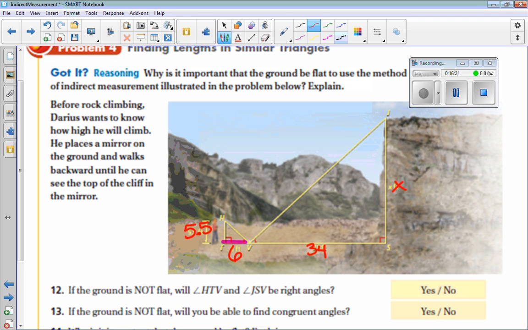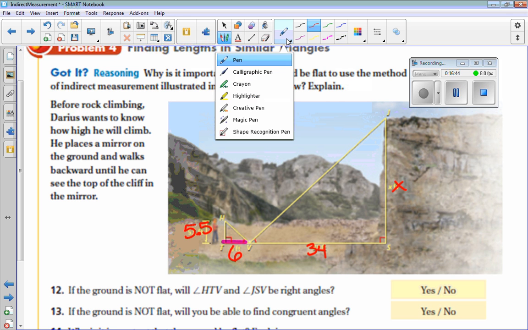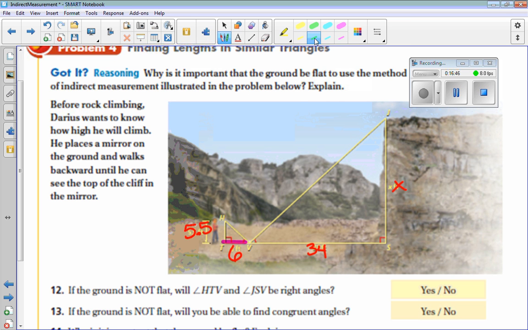So if you're going to measure with a partner, you're going to have to decide between you and your partner who's going to be doing the Darius, who's going to be standing tall, and who's going to be measuring from the person to the mirror, and again from the mirror to the bottom of the object, or in our case, the bottom of the flagpole.